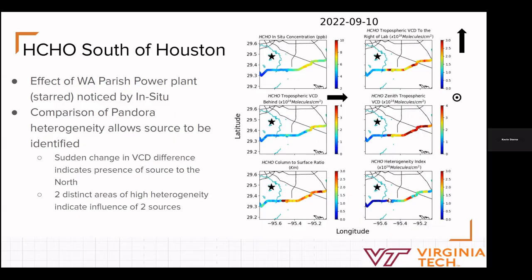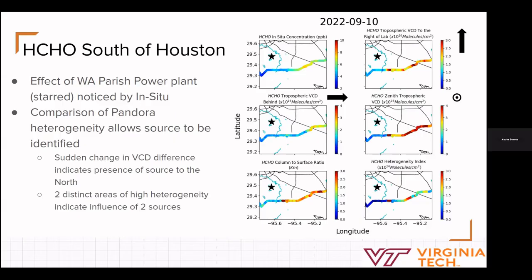These likely correspond to two separate sources instead of one, with the westernmost hotspot most likely being directly affected by the power plant itself, and the easternmost hotspot corresponding to emissions transport from the urban core of Houston itself, which has traveled over a much longer distance. And as such, we see in this area that the formaldehyde column to surface ratios are a lot more well mixed, especially when compared to the very high values that are seen in the hotspot directly affected by the power plant itself.